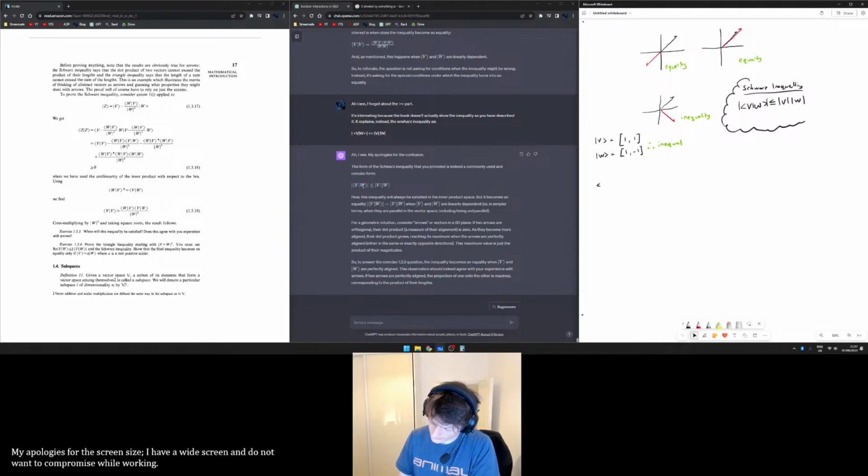So in this case, the inner product of V and W is equal to 1 times 1 plus 1 times minus 1, so minus 1, which equals 0. And so the magnitude of 0 is 0.